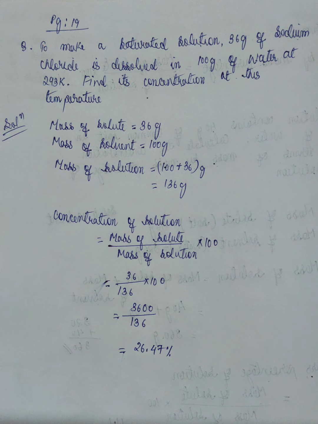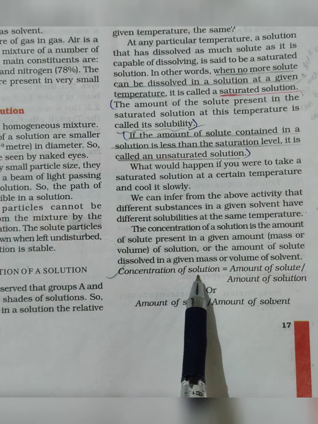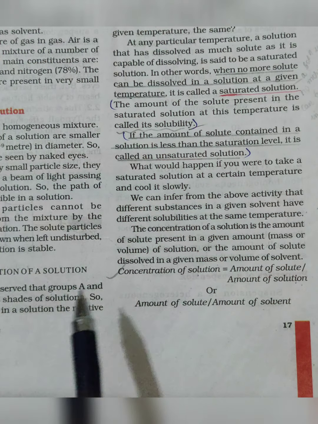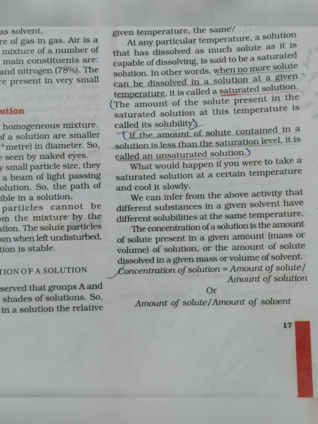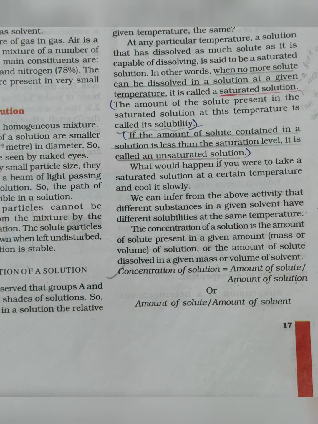Concentration, mass by mass percentage; we will be using the same formula. If you check page 17, concentration of solution is amount of solute divided by amount of solution. Now here, whenever we are talking about calculating concentration of solution, mass by mass percentage, we'll be using only one formula, that is mass or amount of solute divided by mass or amount of solution into 100, because we have to calculate in percentage.